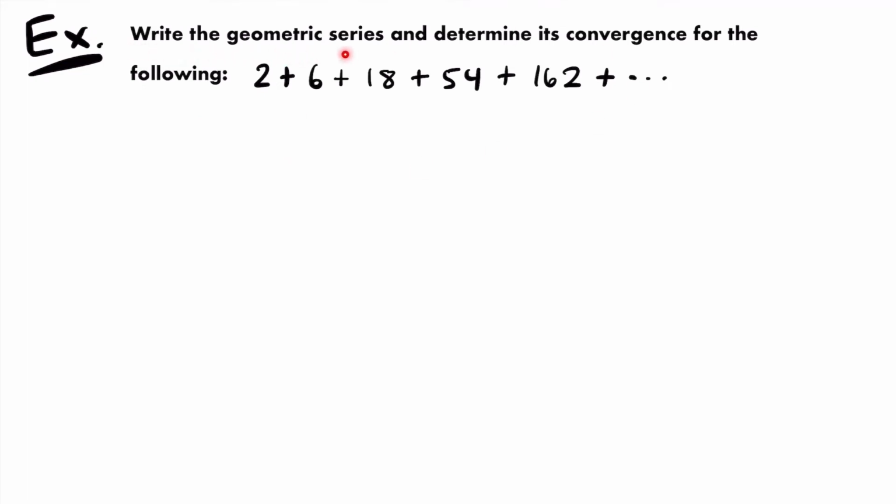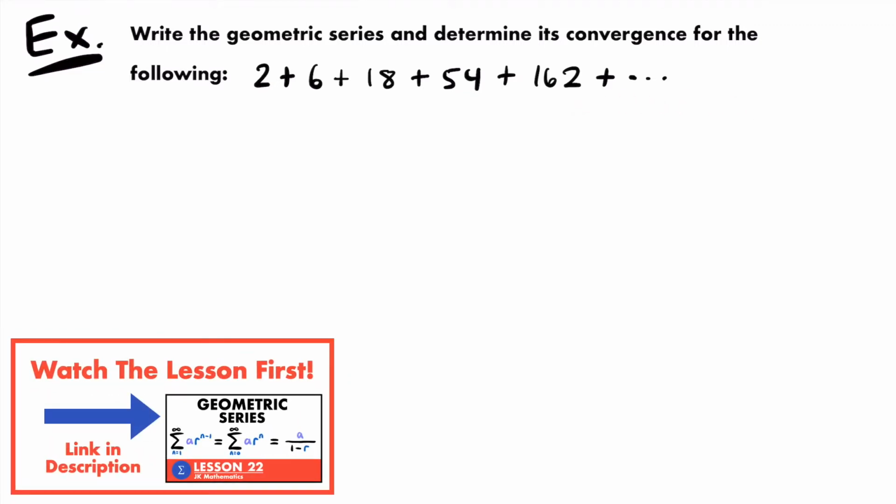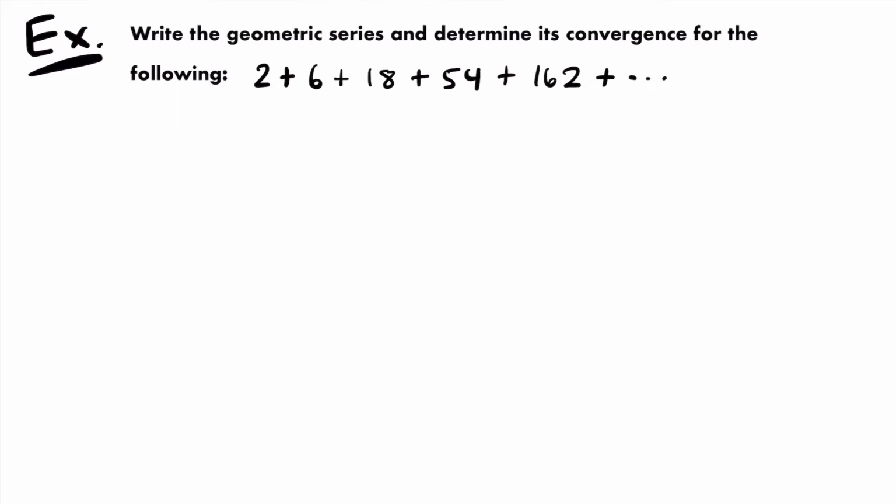We want to write the geometric series and determine its convergence for the following. And so we have 2 plus 6 plus 18 plus 54 plus 162 and so on. Since we're told that this is a geometric series, we know that there's going to be some kind of common ratio between each of these terms. Remember that for a geometric series, you get the next term by multiplying the previous term by a specific value known as the common ratio.